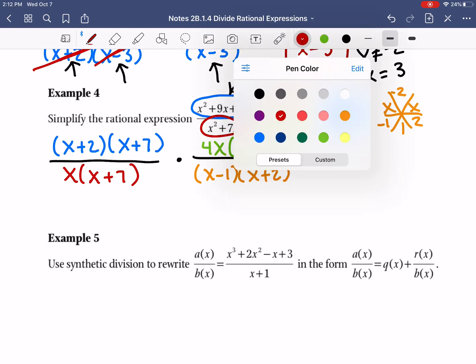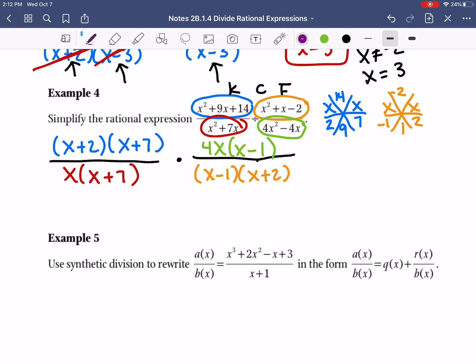All right, now from here, we try to cancel. If something's the same on the top and the bottom, we can cancel: x plus 7, x plus 7, x plus 2, x plus 2, x minus 1, x minus 1. One more thing, actually. There's an x here and an x here that will cancel, so all I'm left with is 4. That big old problem, everything canceled except for the 4.